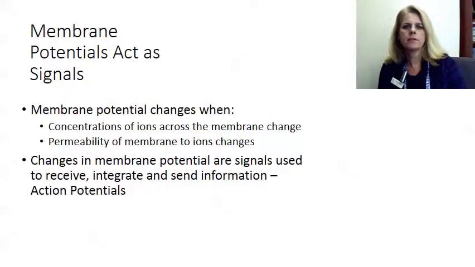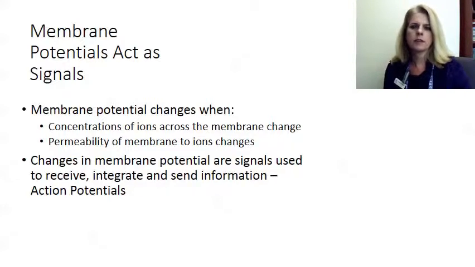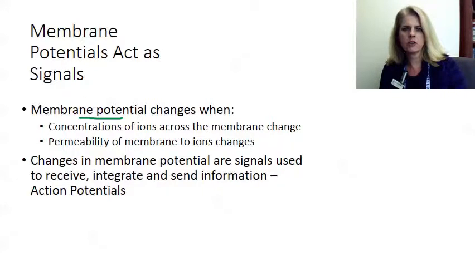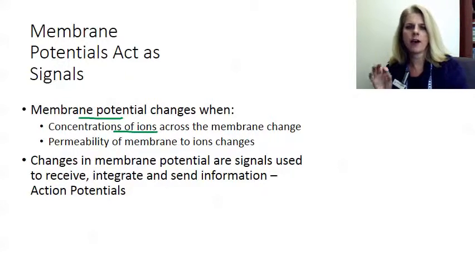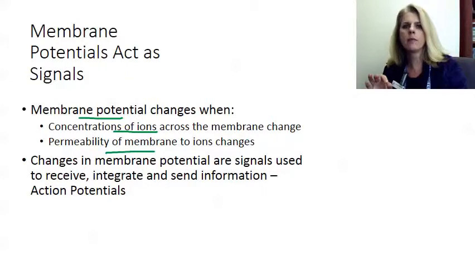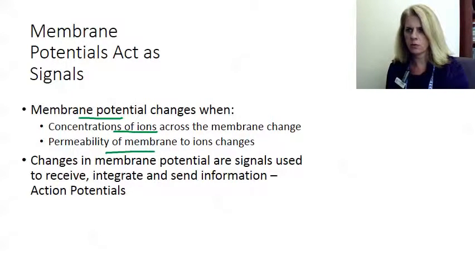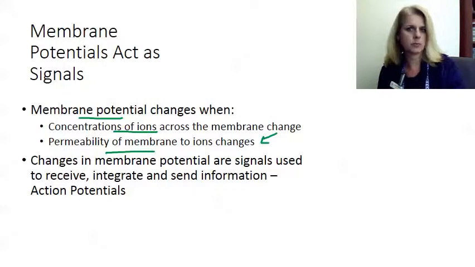So membrane potentials can actually act as signals or action potentials. When your membrane potential changes, there are several ways it can change. We're talking about the plus and minus on the inside and outside of the cell. That can change when the concentration of the ions changes across the membrane, so physically you have more sodium or more potassium inside or outside the cell, or the permeability of the membrane actually changes. And we're really going to talk about this change in permeability when we talk about an action potential.